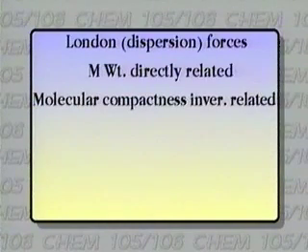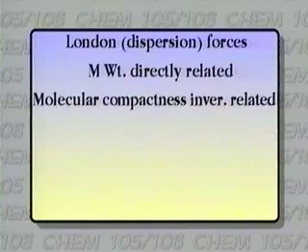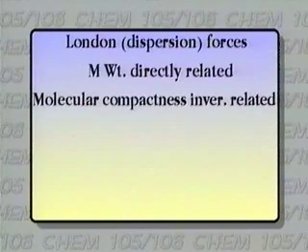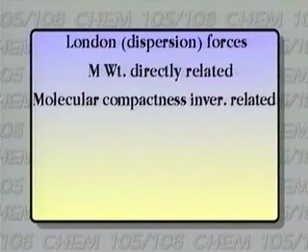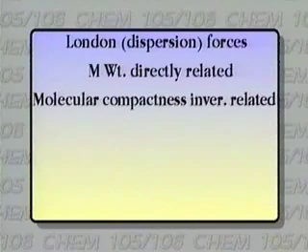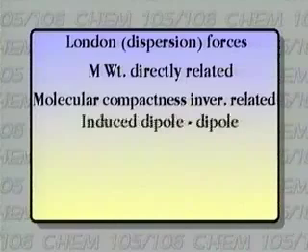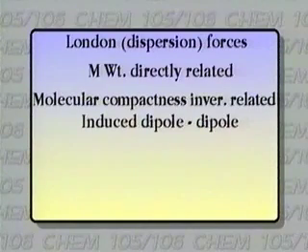In other words, if we have a molecule which is tightly shaped, it's not going to interact as strongly as a molecule that is spread out, a long molecule, with both having the same mass. We'll take a look at a couple of examples here. All right? Now, sometimes we also refer to this as induced dipole-dipole interaction.